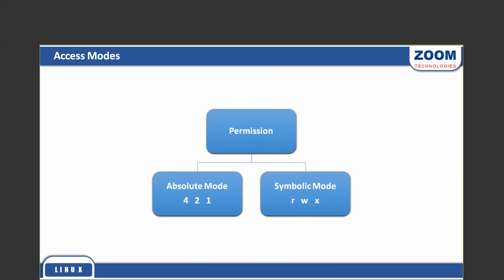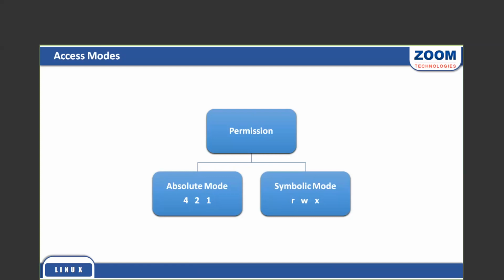What is meant by absolute mode? When the permission is changed by using numbers, it is called absolute mode. When the permission is changed by using alphabets, it is called symbolic mode. I repeat once again, permission is given by using three terms: read, write, execute. Permission can be changed by using two methods, called absolute mode or symbolic mode.